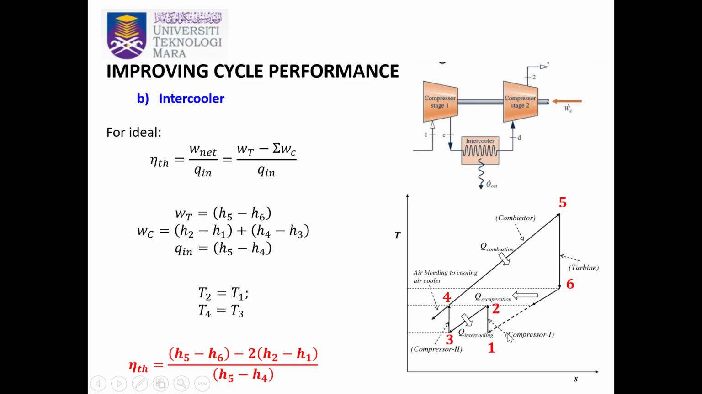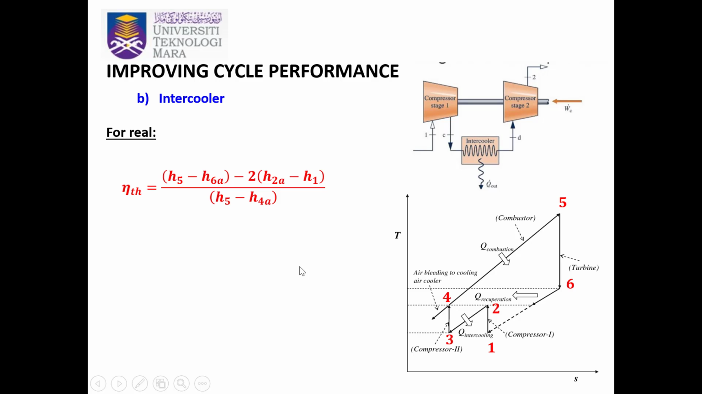Kenapa 2 kat sini? So kat sini kita boleh tengok, dia sama macam case yang turbine tadi tu. So work from compressor kita ada dua. Work from compressor 1 to 2, 3 to 4. So kena tambahlah, sum up semua sekali. Okay, so H2 minus H1 plus H4 minus H3 untuk work untuk compressor. Dan kita rewrite balik equation, masuk dalam equation ni semua, kita dapat yang macam ni lah.